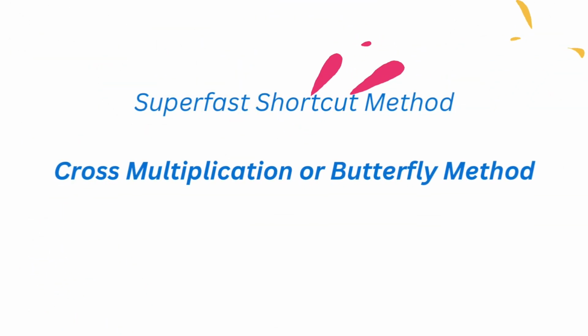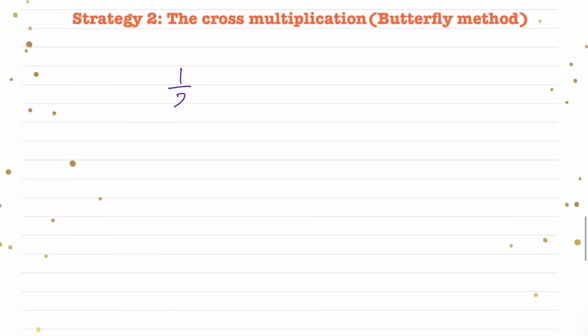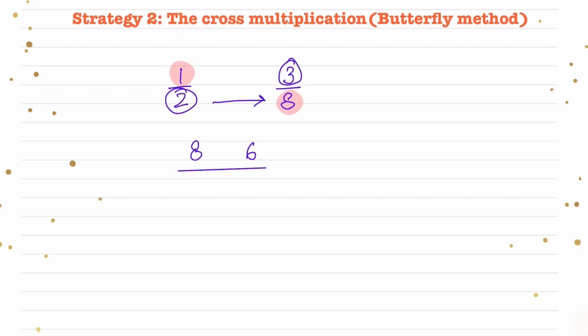Now we have a super fast shortcut method. Cross multiplication method or the butterfly method. Let's take the fractions again, 1 by 2 and 3 by 8. For this method, we need to multiply our first numerator with the second denominator, that gives us 8, and the second numerator with the first denominator, which will give us a 6. And what about the denominators? We will multiply the denominators as well. So 2 times 8 is going to give us a 16. Which we are going to keep in the denominator.